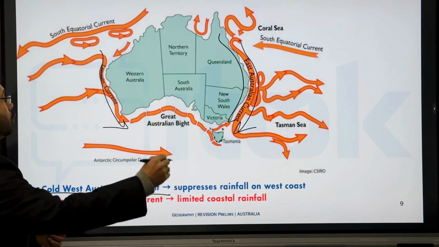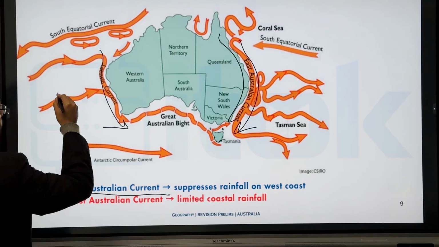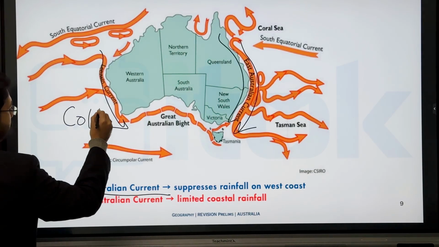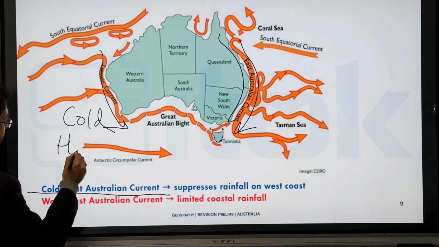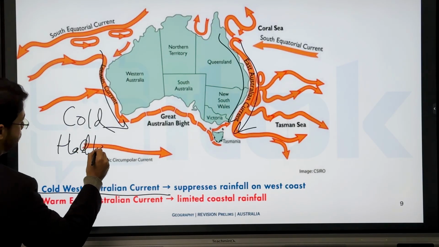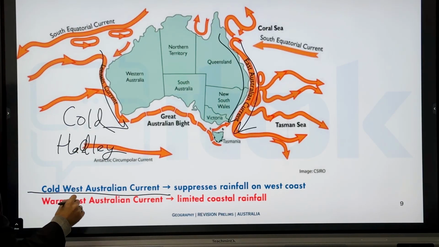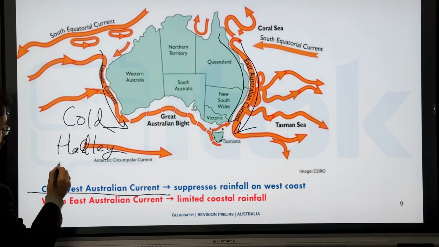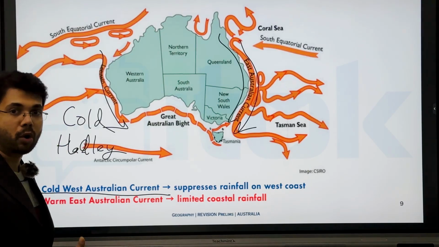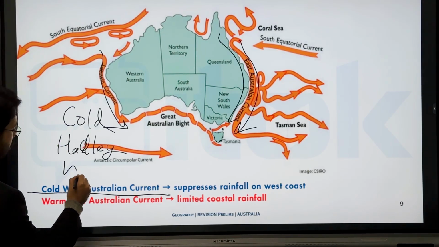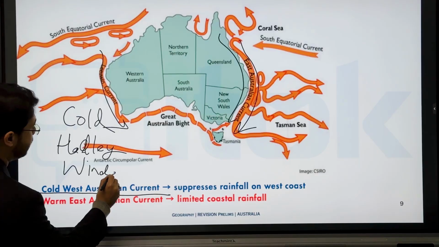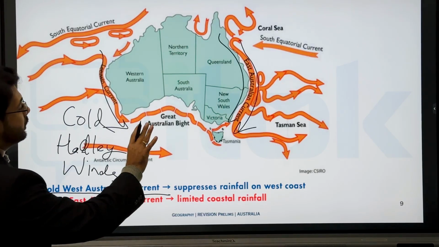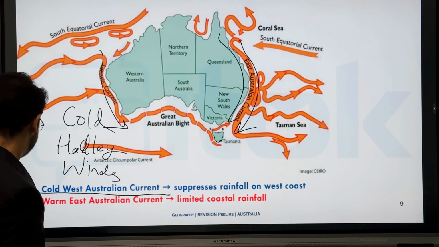Number one, cold oceanic current. Number two, Hadley cell falling region. And number three, we saw how the trade winds and the westerlies are going there, but there is nothing to block. So winds also fail, creating in Australia a completely dry desert land.